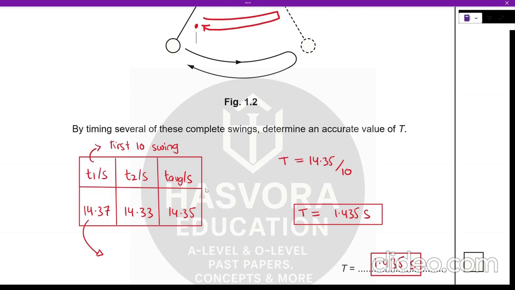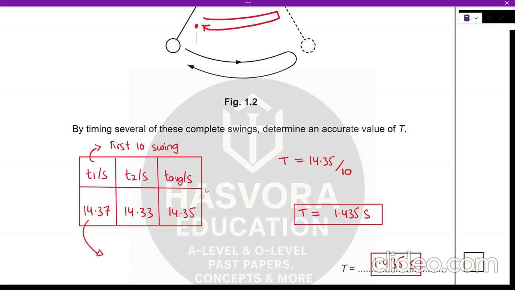So what I did is that I took T1 and T2. T1 is the first 10 swings and T2 is the second 10 swings. The first one comes out to be 14.37 seconds for 10 swings. Remember that. T2 is 14.33 seconds, also for 10 swings. Then I took the average, 14.35 seconds, and divided by 10 to calculate the time period for one oscillation, which they were requiring. So it comes out as 1.35 seconds.